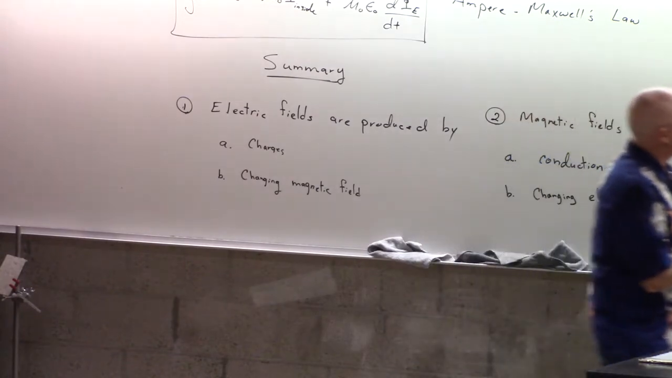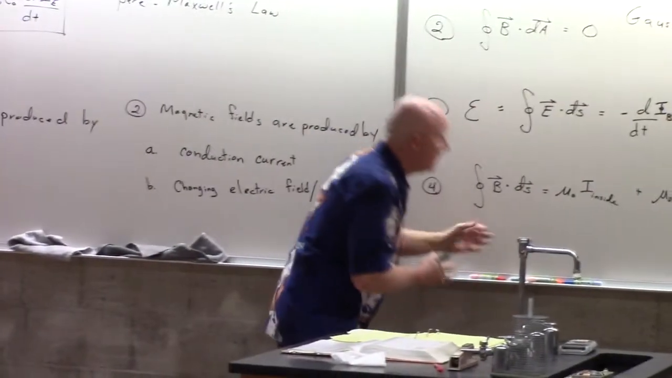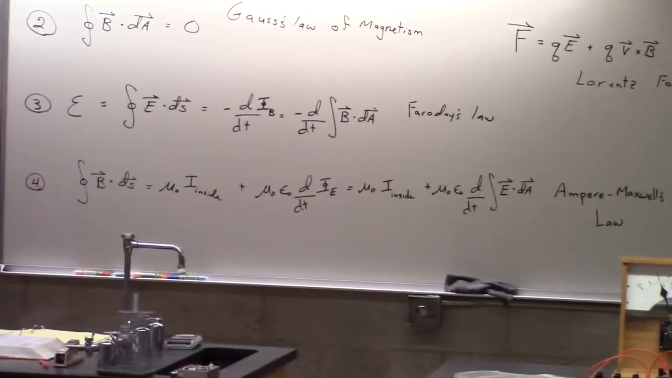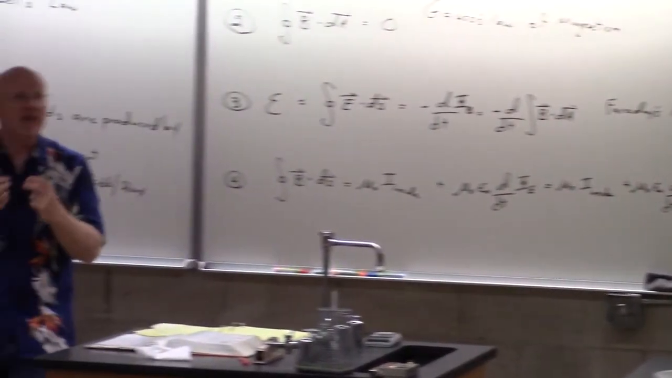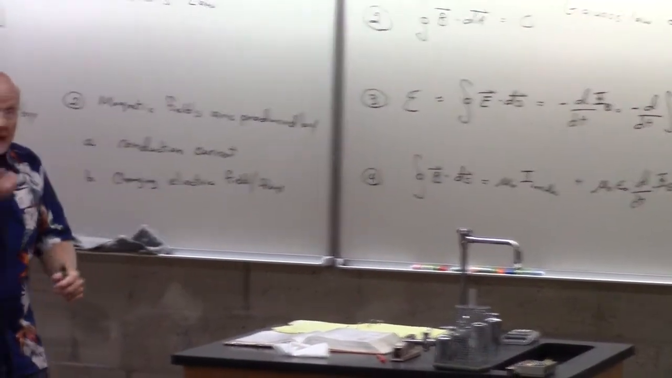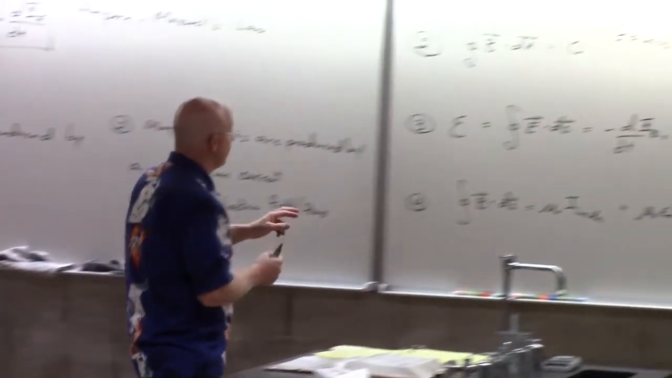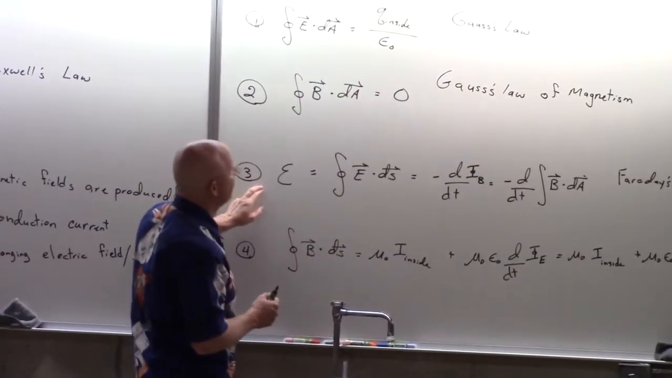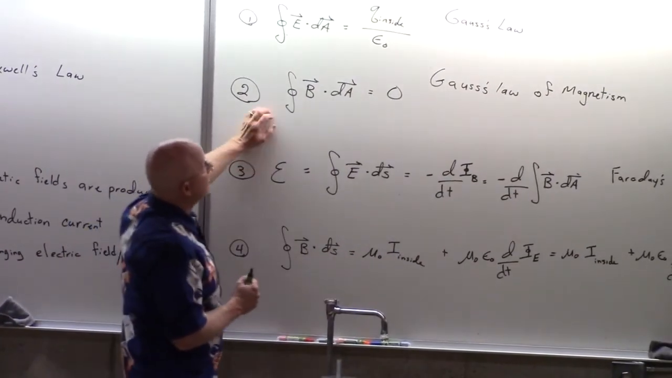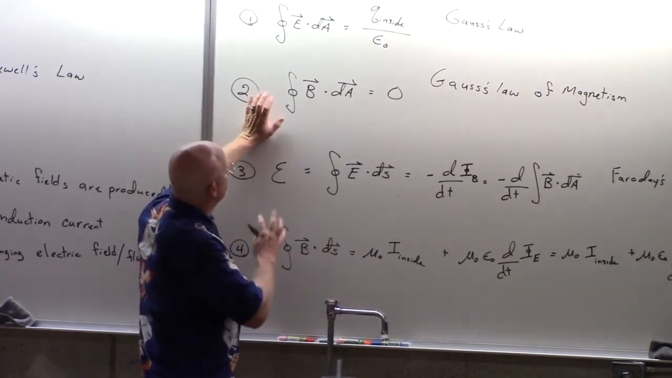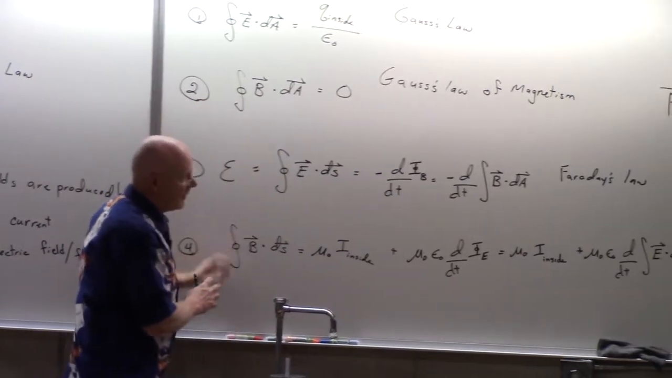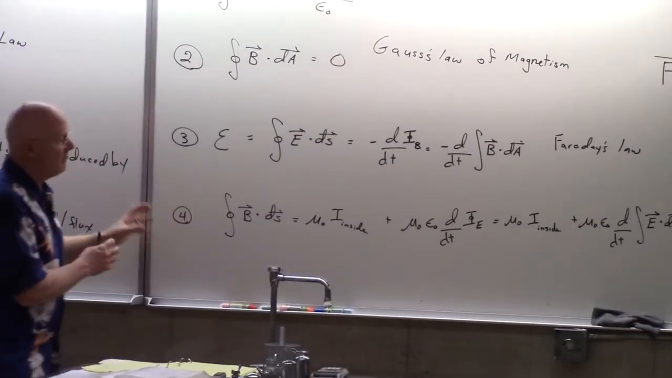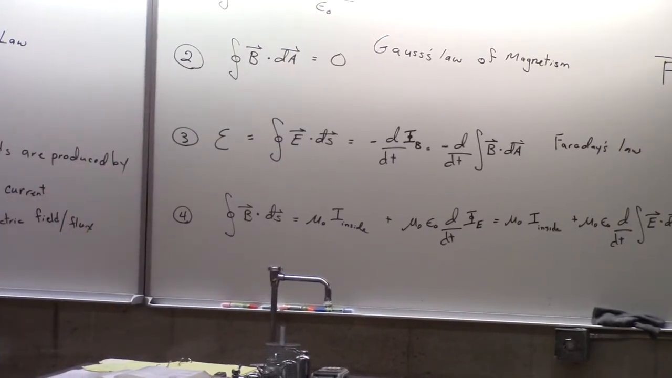But it's the collectiveness of all four of these that are then referred to as Maxwell's equations. Because again, he took the words of Faraday and put it in math form. And Gauss's was pretty much a math form, but it was a little different looking than this, and also with Ampere's law. And so he put it in the form that we're familiar with. That's why they're referred to as Maxwell's equations.